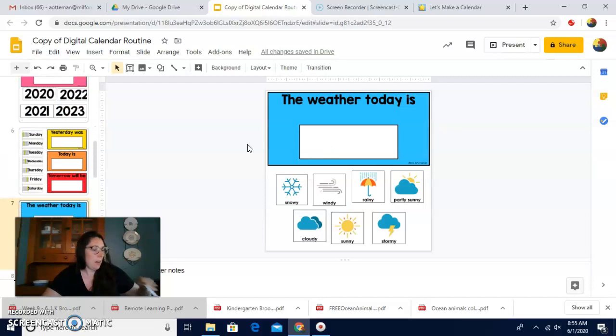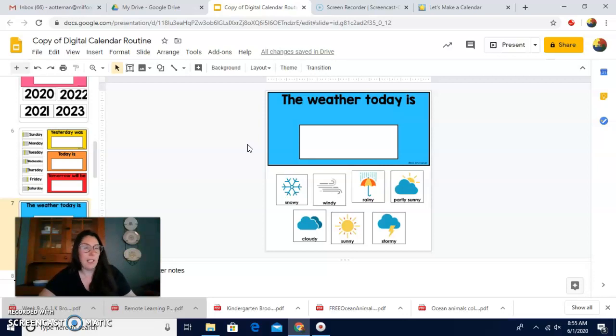All right, let's do weather now. Ready? Weather watcher, what do you see? What do you see? Tell us what the weather's like. Tell us what the weather's like. Won't you please? Won't you please?